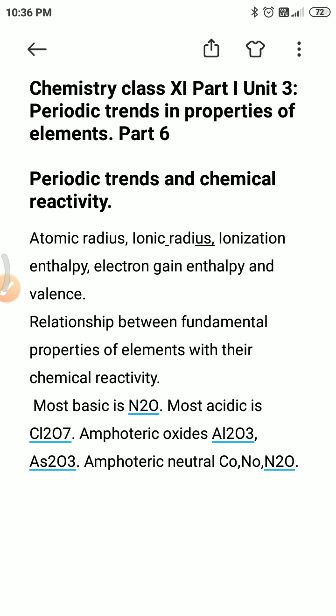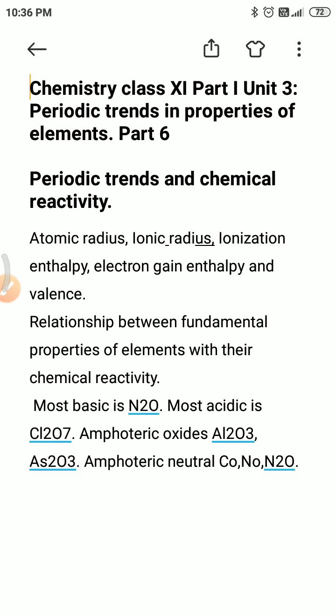So now we'll continue. We know that periodicity is related to electronic configuration from our previous chapters. We shall try to explore the relationships between the fundamental properties of elements and their chemical reactivity. The atomic and ionic radii generally decrease in a period from left to right.